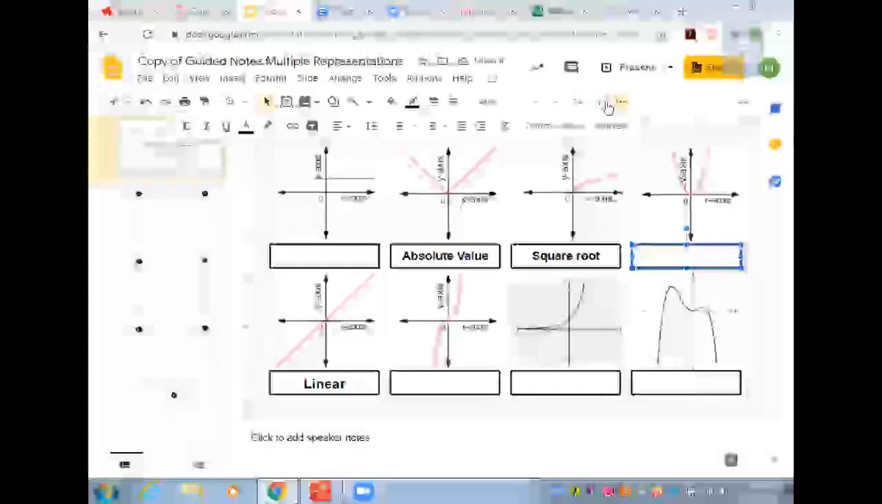And that last one there on the top row? Quadratic, yep. All right, let's go down to the bottom row. We already did that first one. That one was linear. How about the one next to it? Cubic.